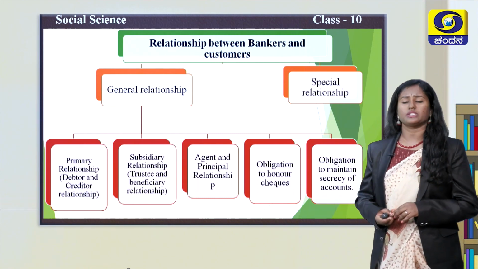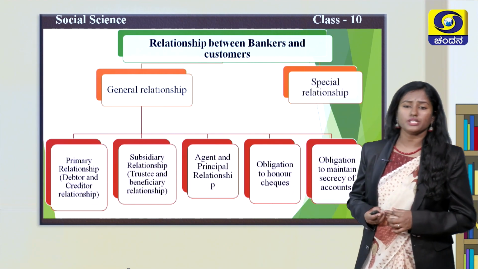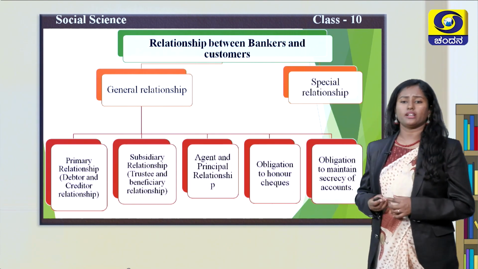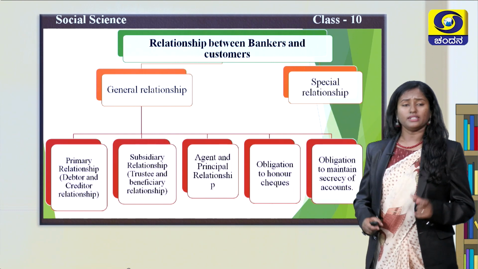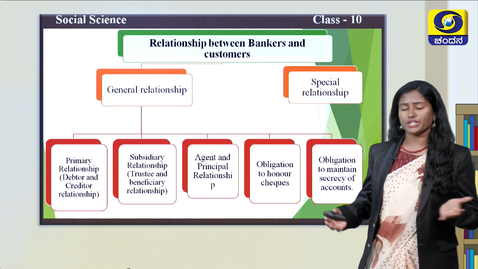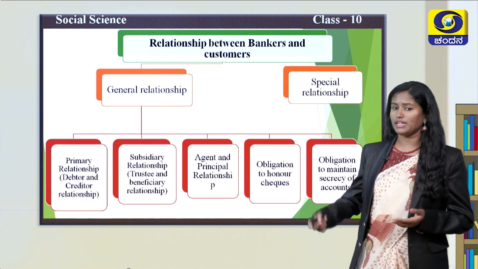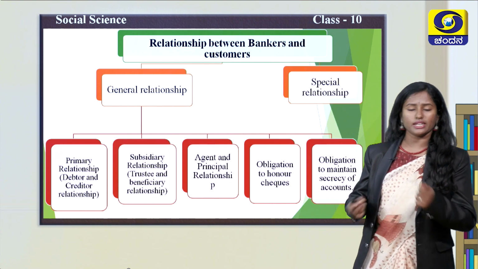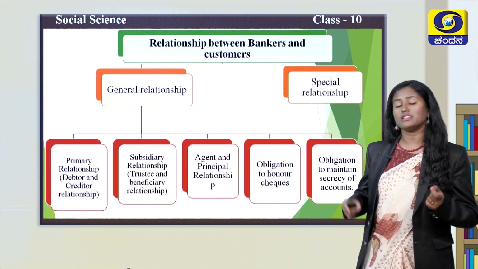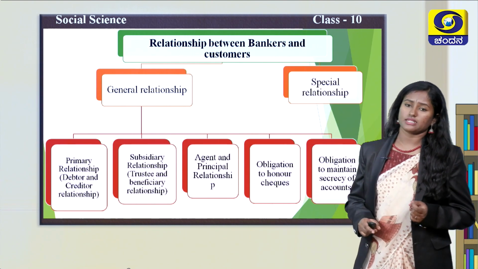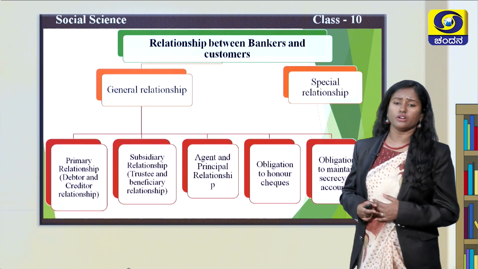Next, let us come to the special relationship: obligation to honor checks and obligation to maintain the secrecy of accounts. The important topic is the obligation to honor the checks. For example, if I have cash in my account, I would write a check to somebody else and the third party will go and remit the check in the bank, and when the bank pays him the amount, it is called the obligation to honor the checks. And secondly, we speak about the obligation to maintain the secrecy of accounts.